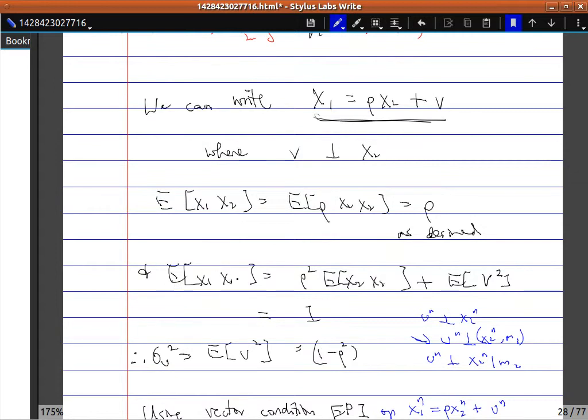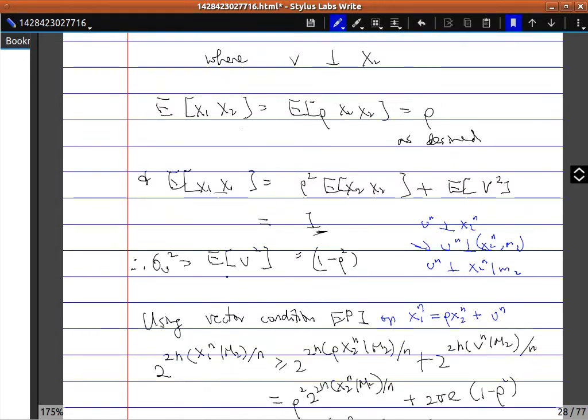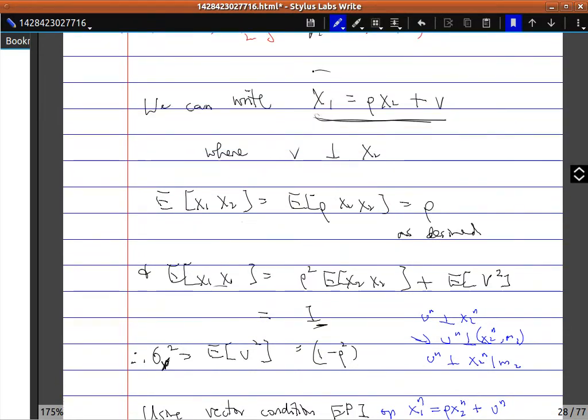And the expectation of x1 squared will be equal to rho squared times the expectation of x2 squared, plus the expectation of v squared. Just substitute this here. This one is supposed to be equal to 1, so this forces the variance of v to be equal to 1 minus rho squared. Okay, so basically what we have is an equation like that.